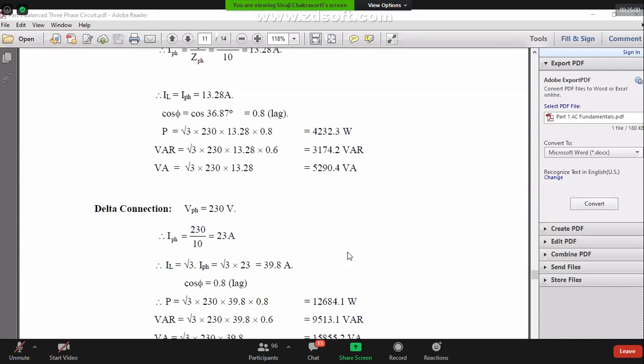star or in delta. Look at, important is, look at the power. For star, active power was 4.2 kilowatt. For delta, active power is 12.6 kilowatt, 3 times more. The reactive power for star is 3.1 kVAR. For delta, it is 9.5. So again, 3 times more. The volt ampere, similarly, 3 times more.